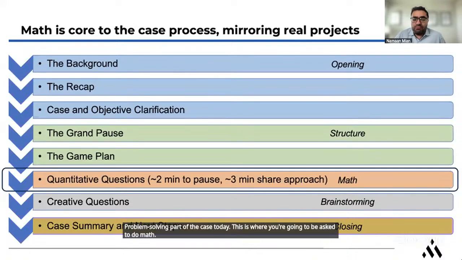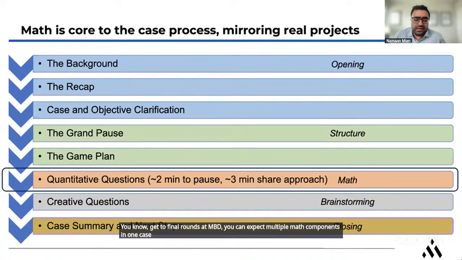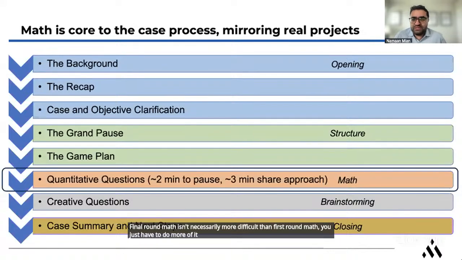You'll have, for most firms in most rounds, at least one math component. As you get to final rounds at MBB, you can expect multiple math components in one case. Final round math isn't necessarily more difficult than first round math. You just have to do more of it. So it's the consistency, the stamina that's the bigger challenge than the actual depth of the math you're being asked to do.